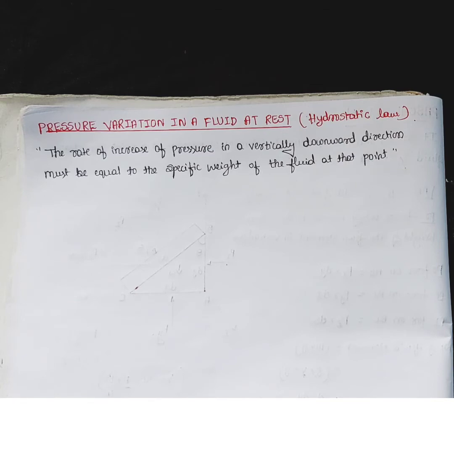So whatever the variation of the pressure taking place inside a fluid, when we move in a vertical downward direction, that rate of pressure increase will be equal to the specific weight of that fluid at that particular point. This is said by the hydrostatic law, and we need to prove that the change of pressure is equal to the specific weight of that element. We need to see whether this change of pressure is equal to the specific weight or not. Then it proves the hydrostatic law.